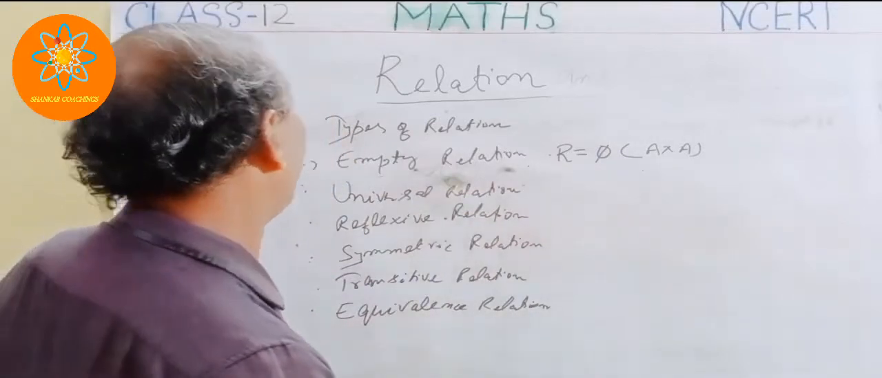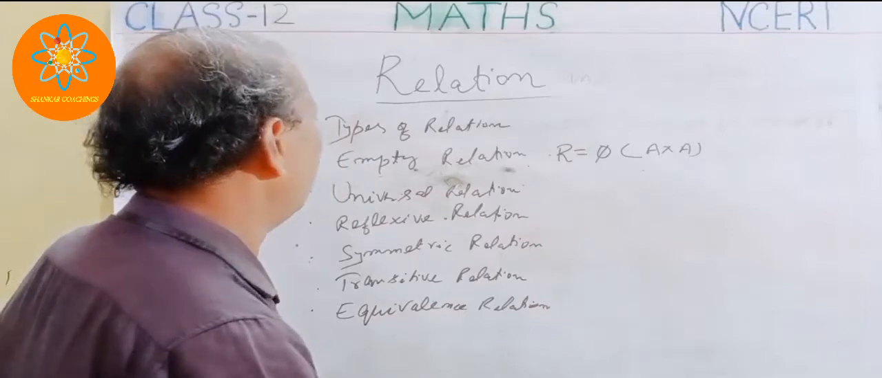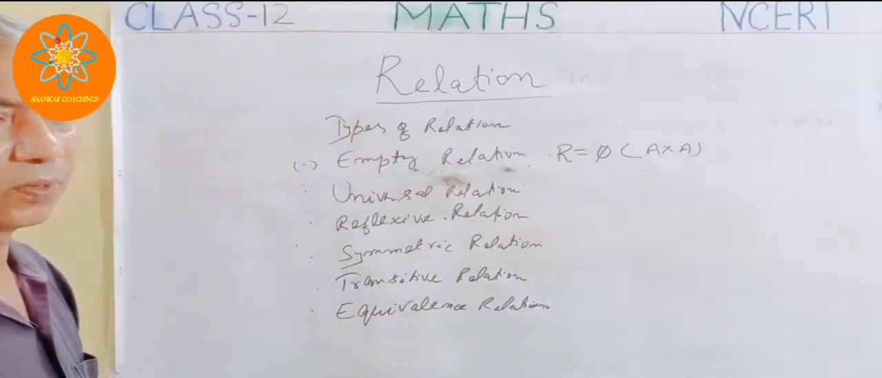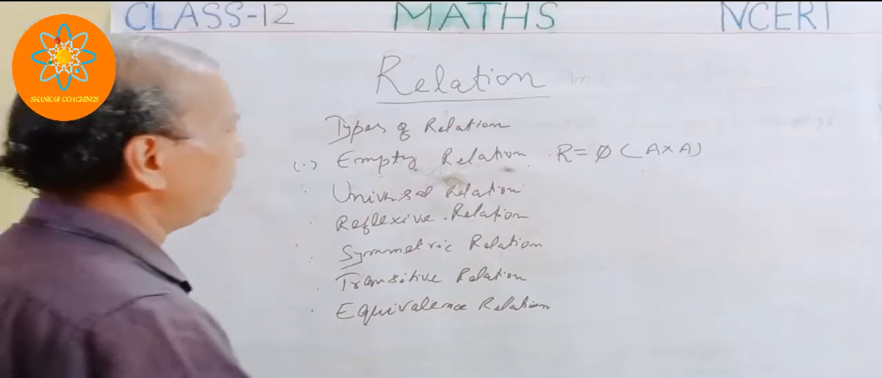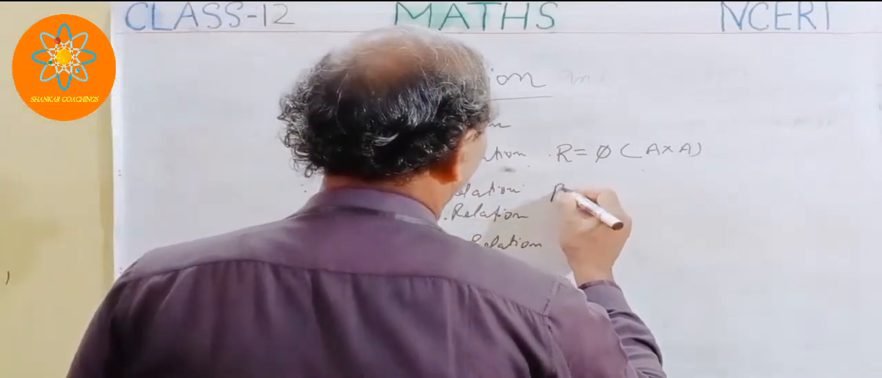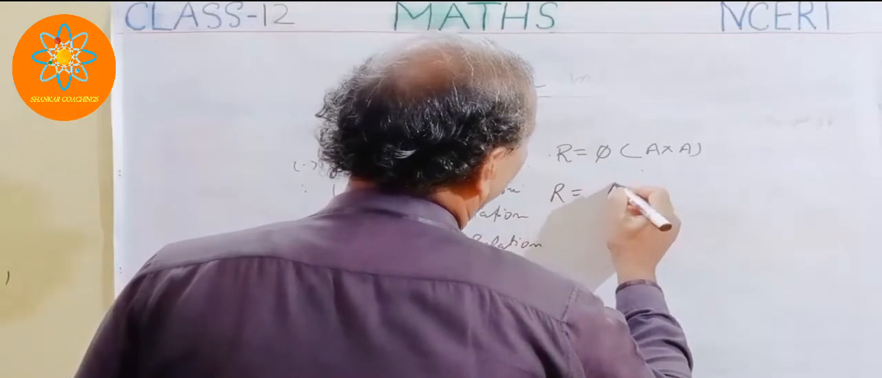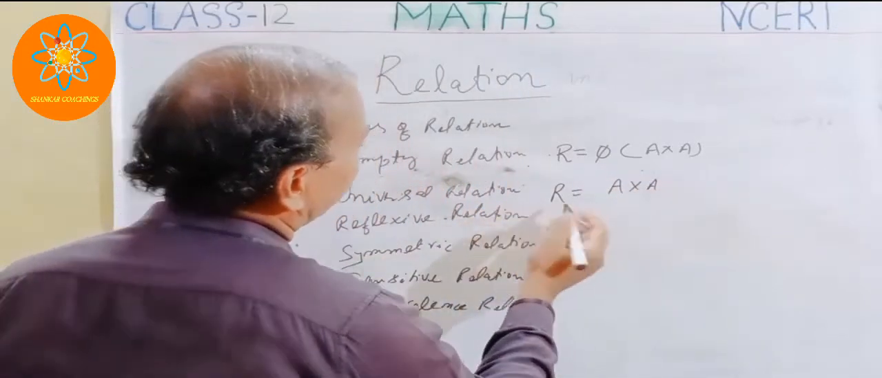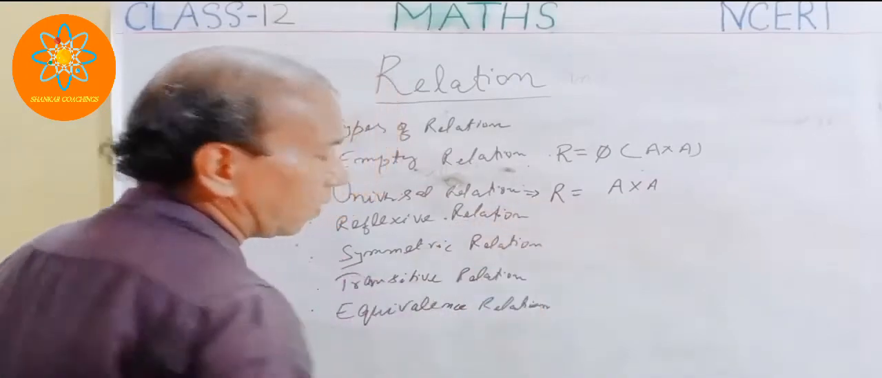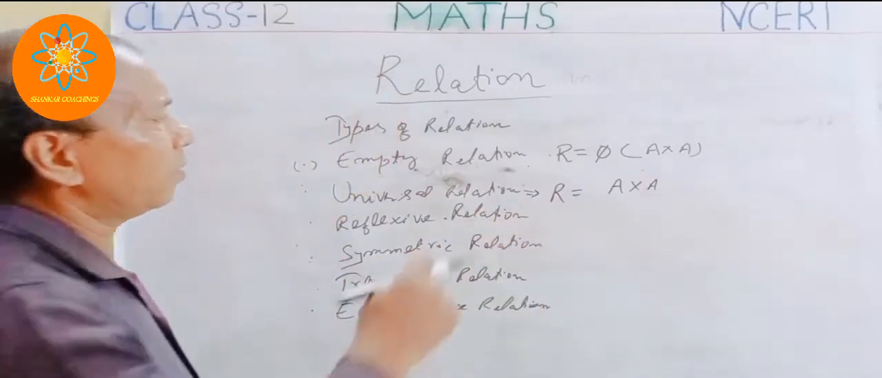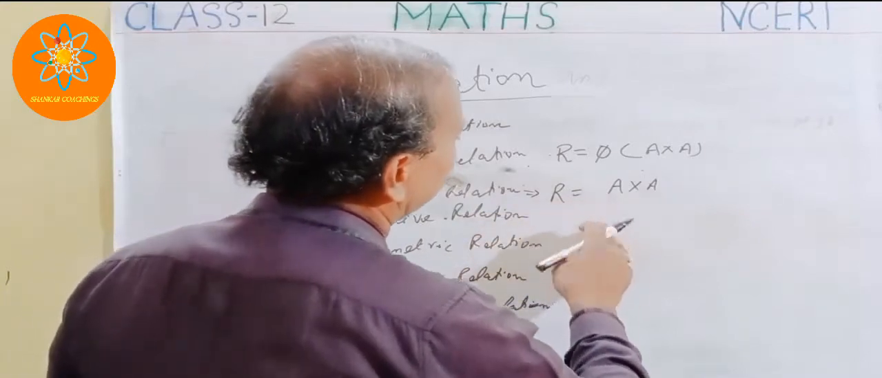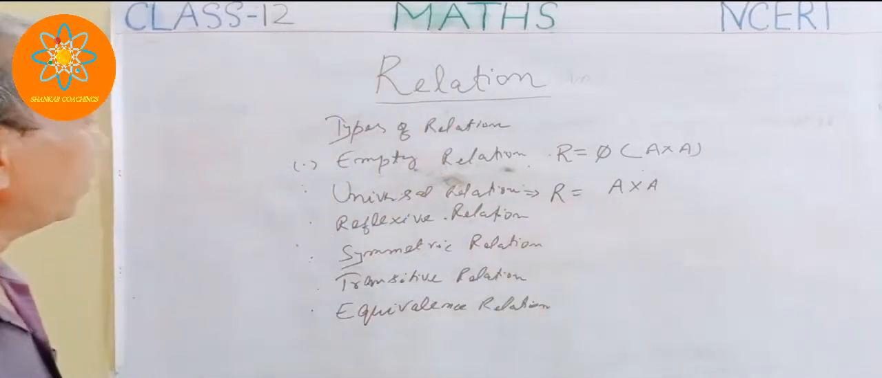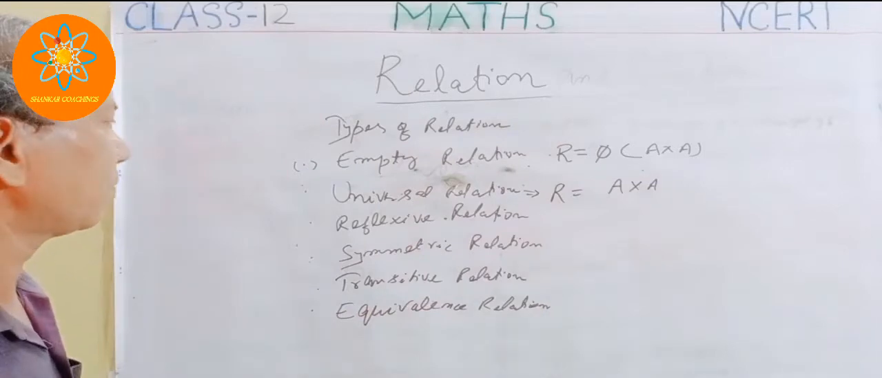Now the next one is the universal relation. So what is this universal relation? Let's suppose I denote it by R. So R is equal to A cross A. In the case of this universal relation, all elements of A are related to all elements of A. So that is the universal relation.